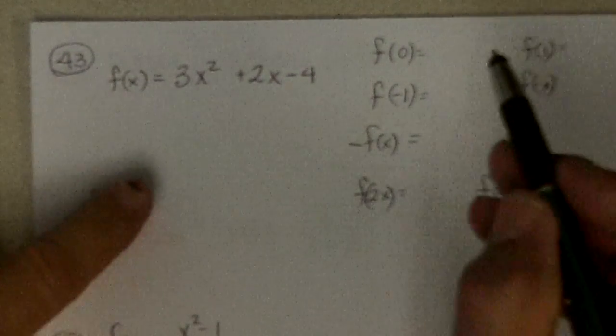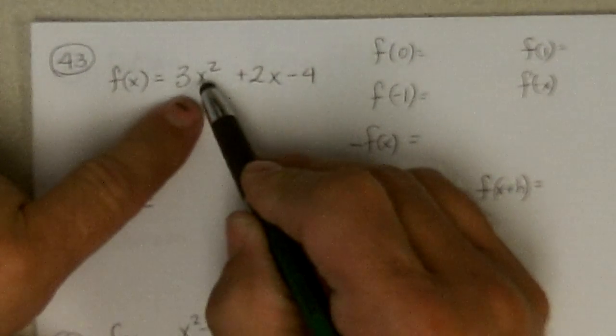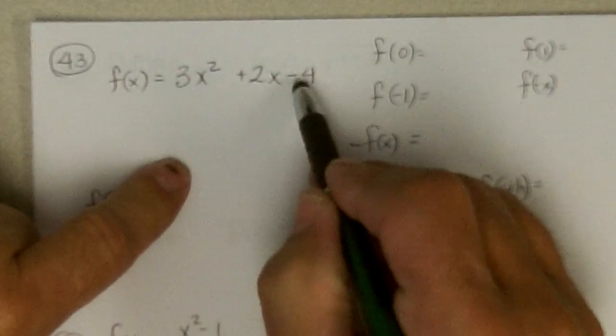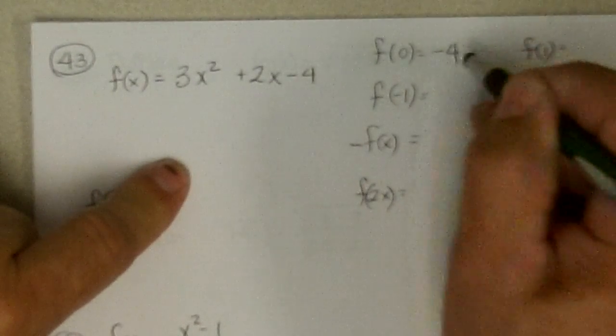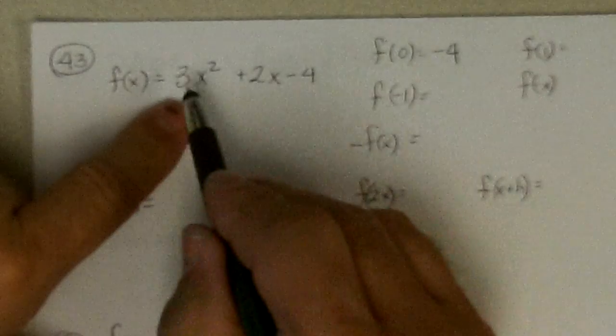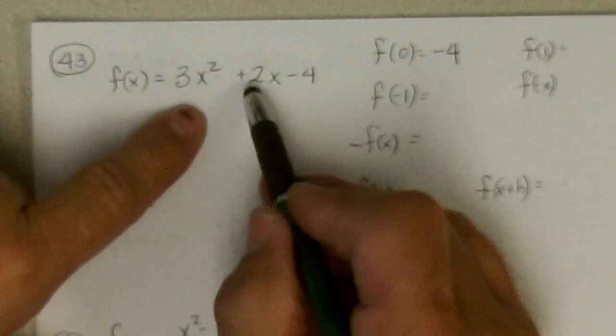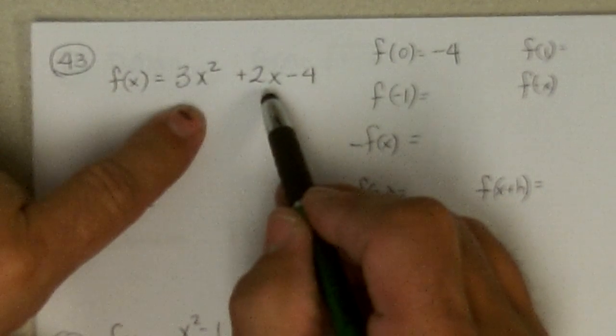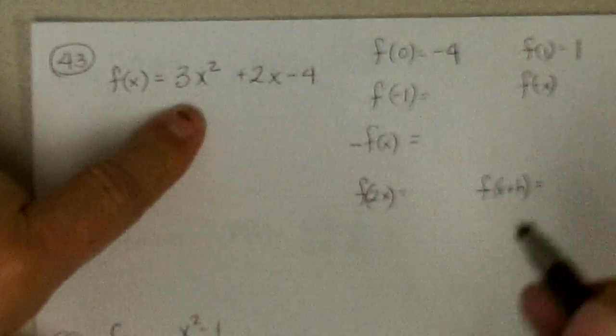43, we're supposed to find out what f of 0 is. If I put 0 there and 0 there, that wipes all that out and leaves minus 4. Supposed to find f of 1. If I put 1 in there, I get 3 plus 2 is 5 minus 4 is 1.